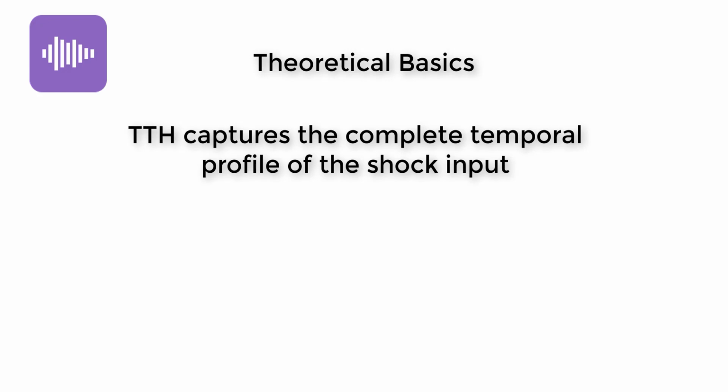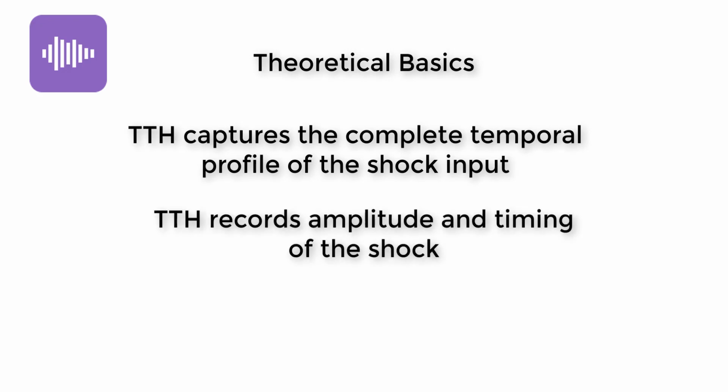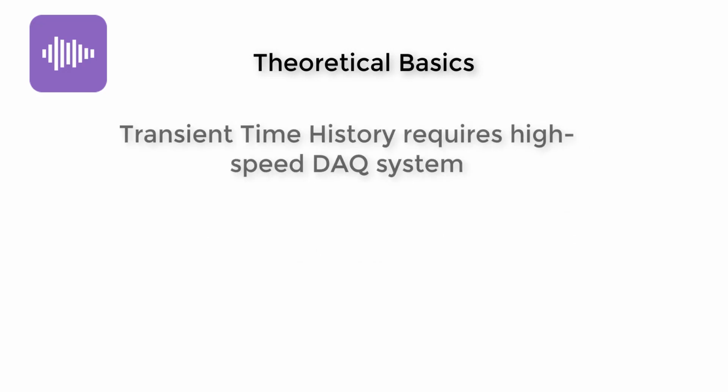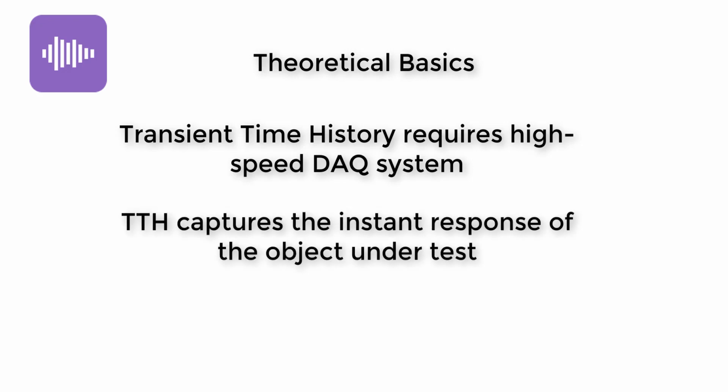Transient time history captures the complete temporal profile of the shock input. It records the precise amplitude and timing of the shock waveform at each moment during the test. TTH test is typically recorded using high-speed data acquisition systems and sensors, such as accelerometers or strain gauges, which capture the instant response of the structure or device to the shock input.